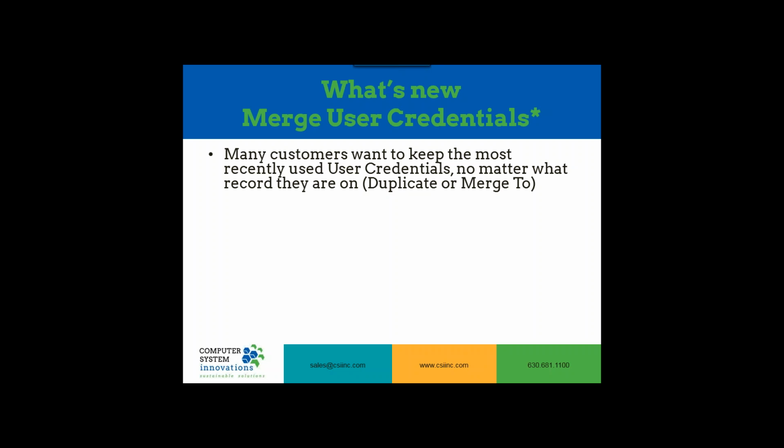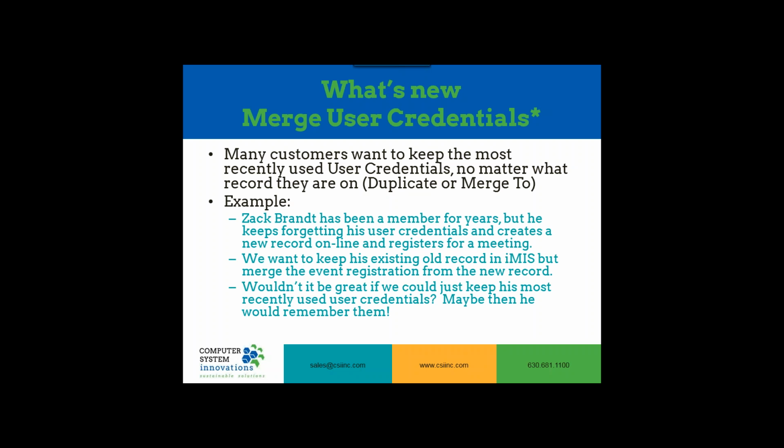What's going to happen with iMerge is it's going to look at what the most recent user credentials used were. So in this case, we are actually going to go through and say he logged in with his duplicate record credentials more recently than his current ones. Let's keep those because he probably has a better chance of remembering that. IMUS is going to just keep the one on the record you're keeping. We think that an end user has a much better chance of remembering the one they just created. So our built-in merge user credentials will keep the more recently used one.